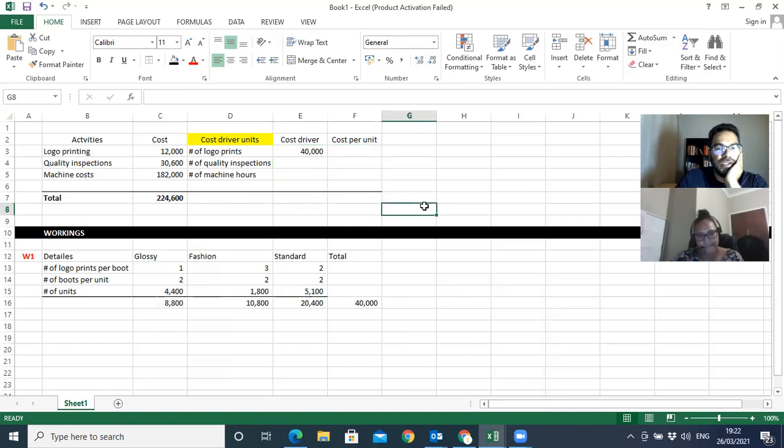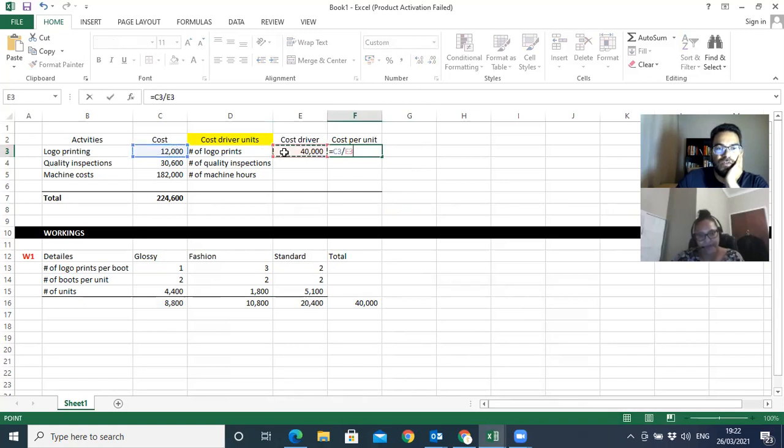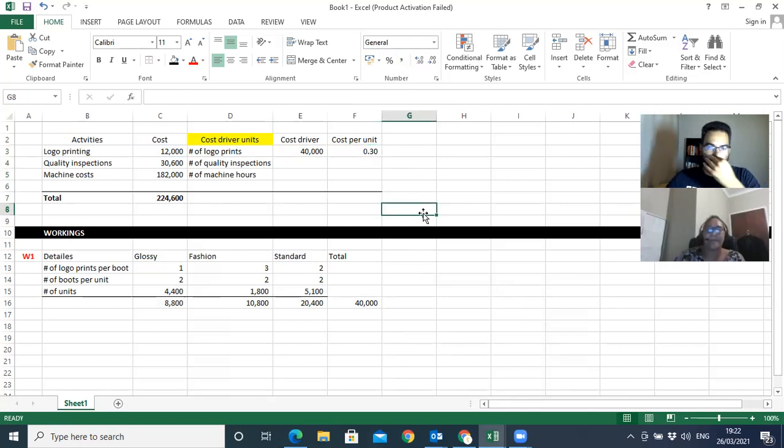So the cost per unit would be as follows: 12,000 divided by 40,000. Okay, so the cost per logo print is 30 cents per unit. Okay, so that's very important.